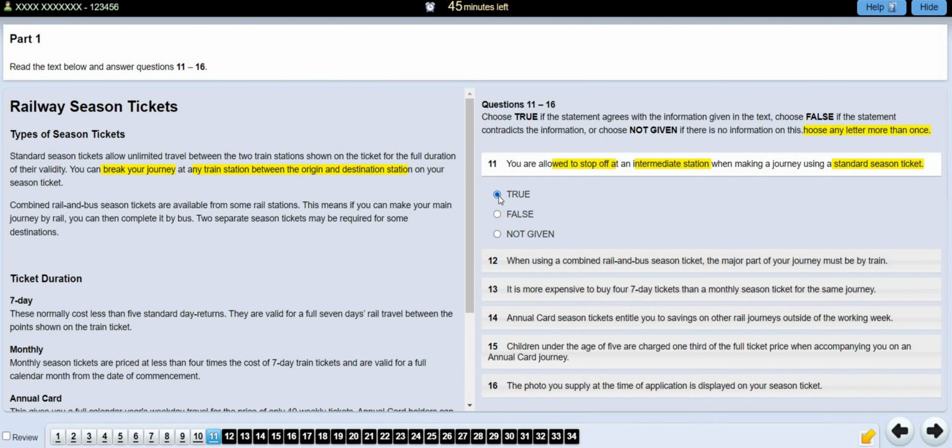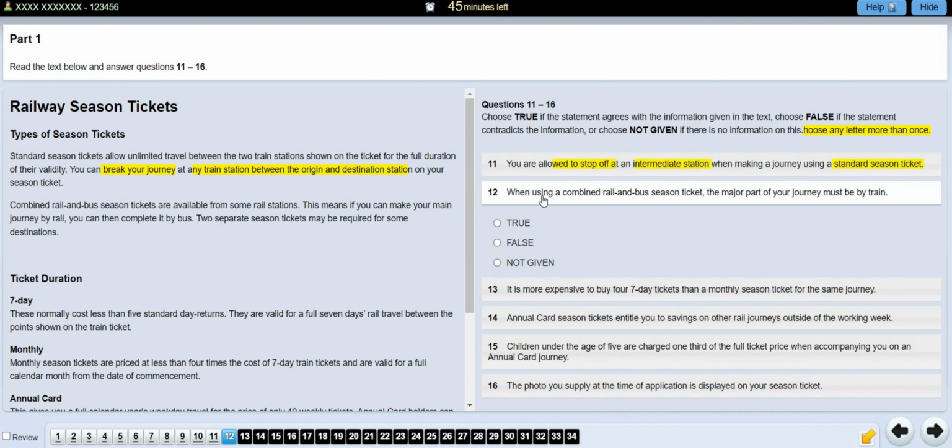True. So you can single click an answer. Clicking others can move your answer. Double clicking will remove it. Moving on to the next one.